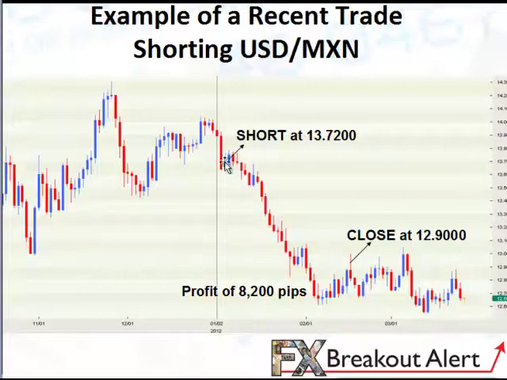We went short here and you closed when the pair was trading much lower. And at this point that just means that $1 was buying 12.90 units of the Mexican peso. So $1 was buying less units of the Mexican peso because the dollar lost value against the Mexican peso. And that's how you can make money in the Forex market. In the second part of this video, I'll show you how to actually convert these pips to dollar amounts and how you can actually place a trade with a Forex broker.